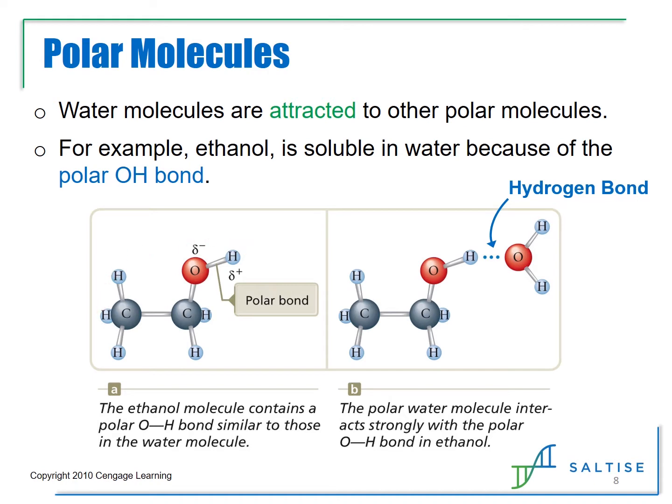And so the result is the partial positively charged hydrogen of the ethanol molecules will be able to hydrogen bond with oxygen in water molecules. It is these strong intermolecular hydrogen bonding interactions that makes ethanol very soluble in water.